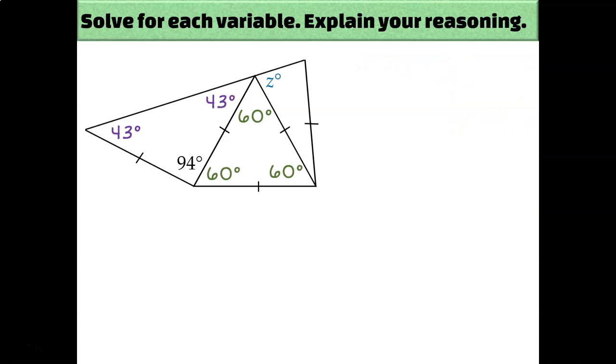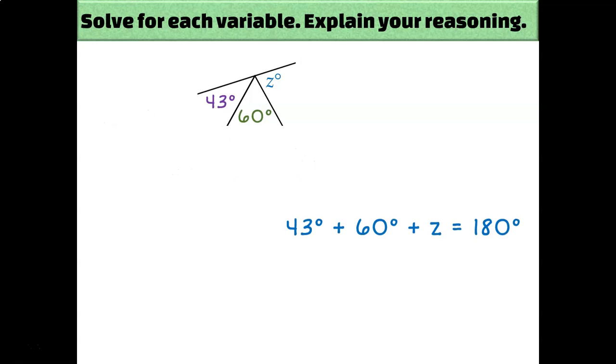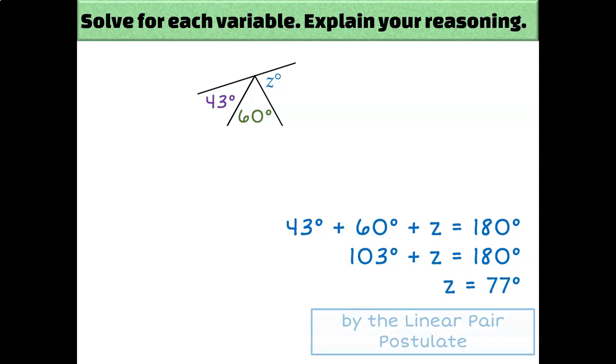And then how am I going to solve for z? It's tempting to use something with the base angles theorem because z is one of the angles in an isosceles triangle, but actually you're just going to use the linear pair postulate. Those 3 angles must add up to 180 degrees, so z must be 77 degrees.